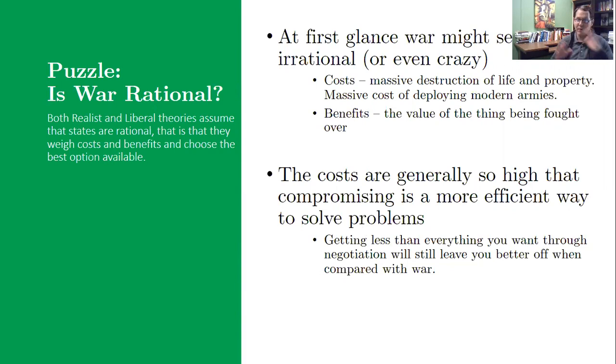And so from just a superficial glance at this, war doesn't seem to make sense on a cost-benefit rational level, particularly considering that you can compromise in most situations and arrive at solutions between states where they make changes to policy or share resources and get part of what they want for essentially talking with none of those massive costs. So given that the costs are so high and compromise is a much more efficient way of solving problems, why is it that we end up seeing states engage in war on a fairly regular basis?